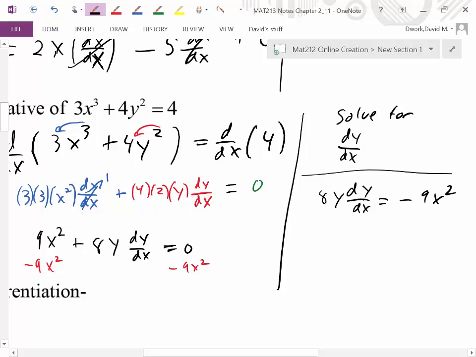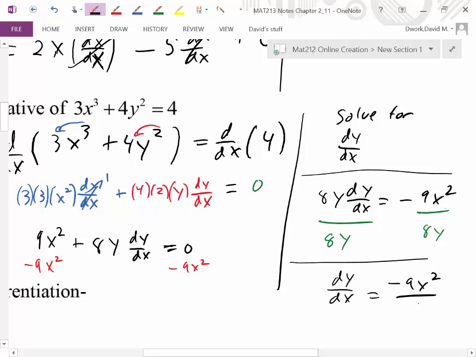Now, to get dy/dx by itself, we're going to have to divide by 8y. So divide this side by 8y, which would leave me with dy/dx equal to negative 9x squared over 8y. And what we're seeing here in our final answer, we are now done, is the derivative notation like we're more used to seeing it. This is just dy/dx. This is saying the derivative of your y function with respect to x is equal to this equation over here.